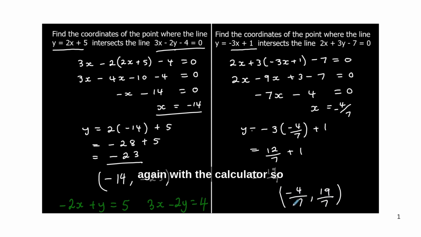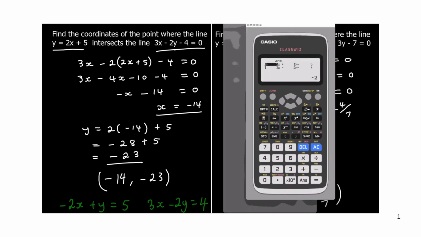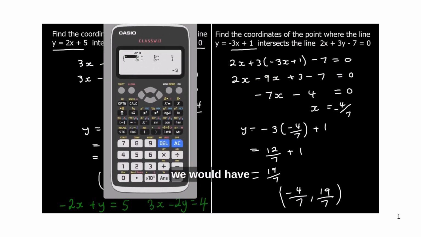And again with the calculator, so we would have plus 3x to both sides, so 3x's and 1y equal 1. 2x's and 3y's, plussing 7 to both sides, so equals 7. And we've got negative 4 sevenths for x and 19 over 7 for y.